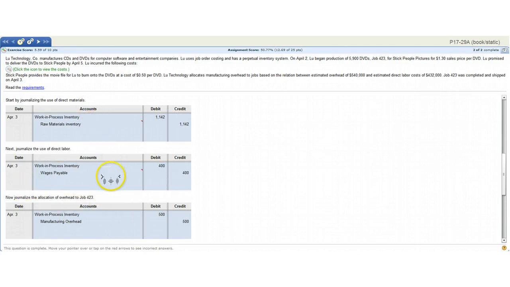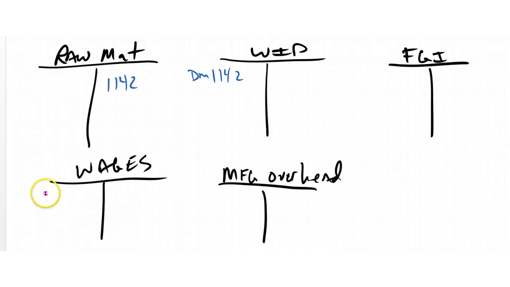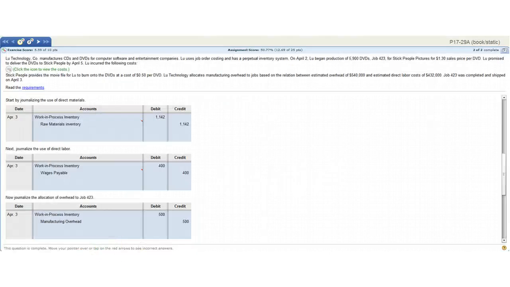Wages, it says, let's journalize the direct labor. Same thing, right? With our wages, we've incurred a bunch of expense on the debit side. Now we're going to move it to WIP. So we credit wages, and that's a DL, and we debit WIP. So we're moving everything to our work in process account. And that's what we've done here.